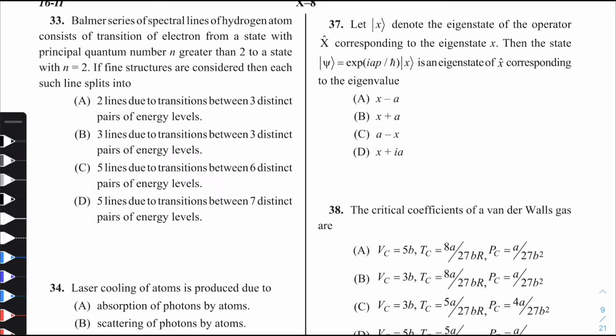Problem 33. Balmer series of the spectral lines of hydrogen atom consist of transition of electron from a state with principal quantum number n greater than 2 to a state with n equal to 2. So let us recall the fine structure corrections are proportional to alpha to the power 4, where alpha is the fine structure constant. And due to these corrections, the hydrogen atom energy levels now depend on both the principal quantum number n and the total angular momentum j, where j is L plus s, where L is the orbital angular momentum and s is the spin angular momentum.